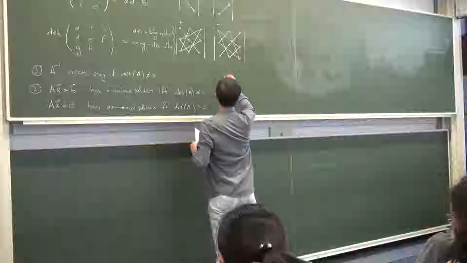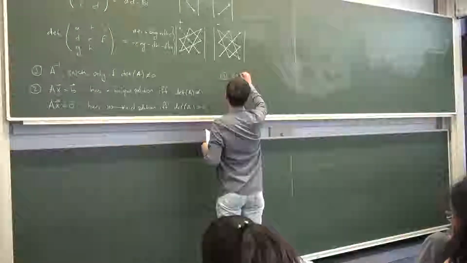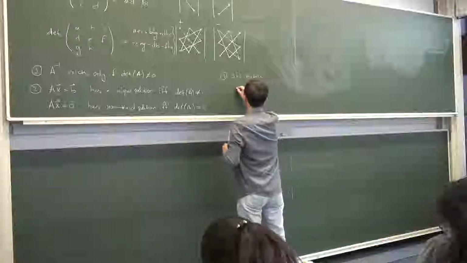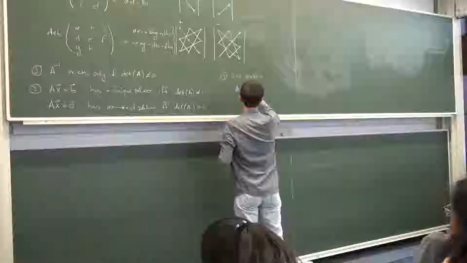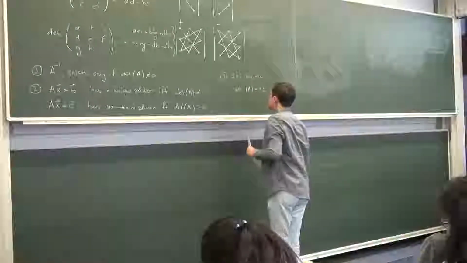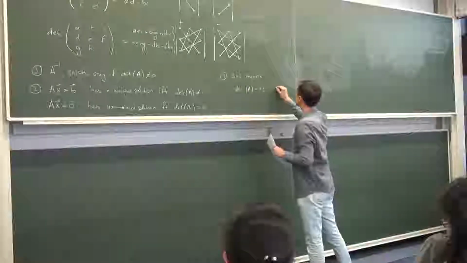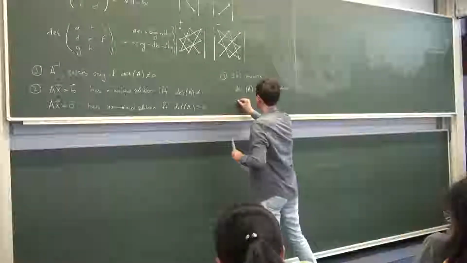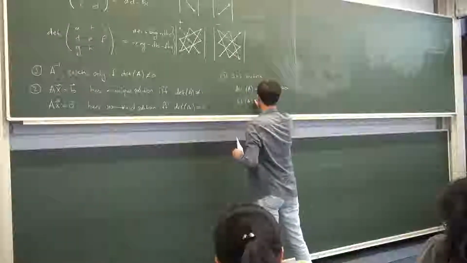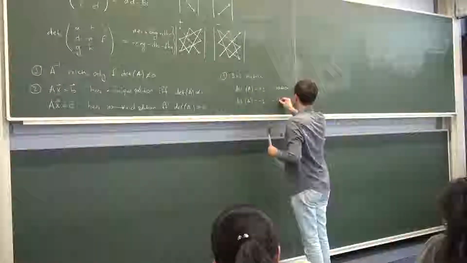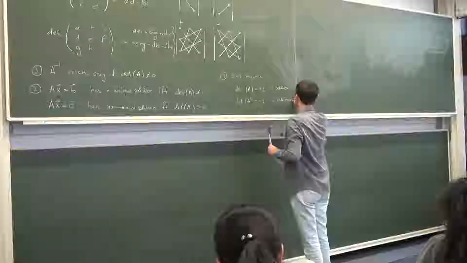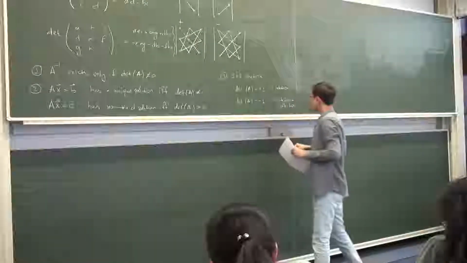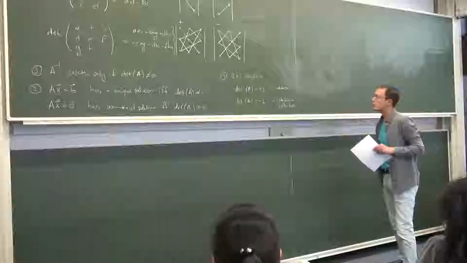And the third one is if you have a 3 by 3 matrix, and the determinant of A is plus 1, that means that matrix is a rotation matrix. If the determinant is minus 1, it's a rotation plus reflection, either preceding the rotation or immediately following the rotation.